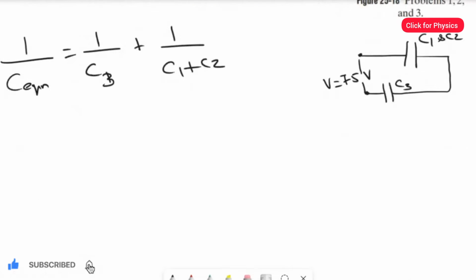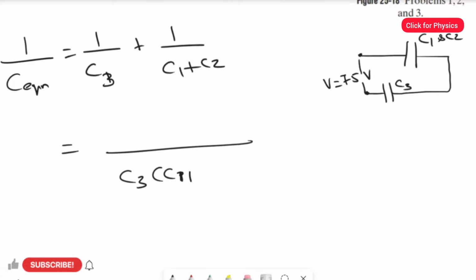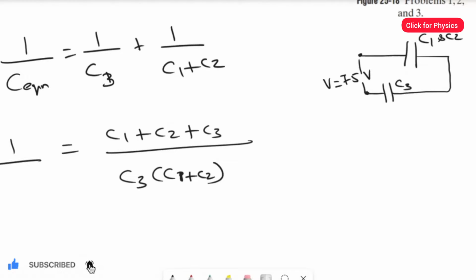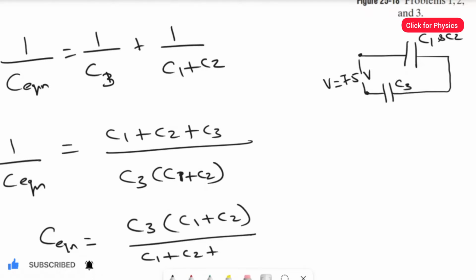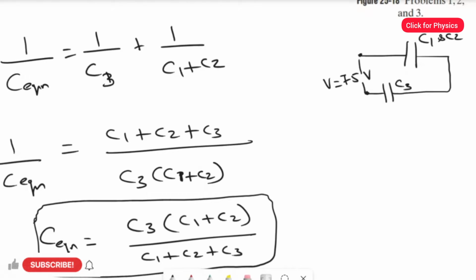Now when you rearrange this equation, we will get 1 over C equivalent as C3 multiplied by C1 plus C2 in the denominator, and in the numerator C1 plus C2 plus C3. Now we have to take the reciprocal to get the equivalent capacitance. So C equivalent is equal to C3 multiplied by C1 plus C2 divided by C1 plus C2 plus C3. This is the equivalent capacitance for these 3 capacitor arrangement.